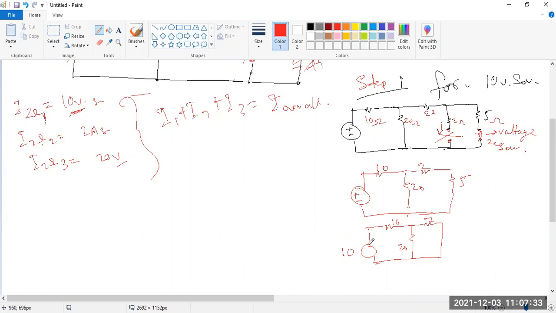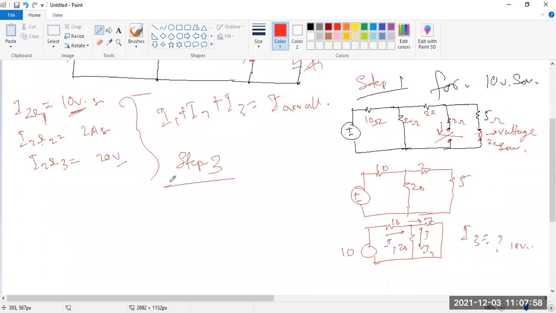You can put any KCL, say that is I1, that is I2, and this is I3. I3 you can put for the KCL. So I3 is the current flowing due to the 10 volt source. In this way, for step 2, you have to find the I3 current for the 10 volt.